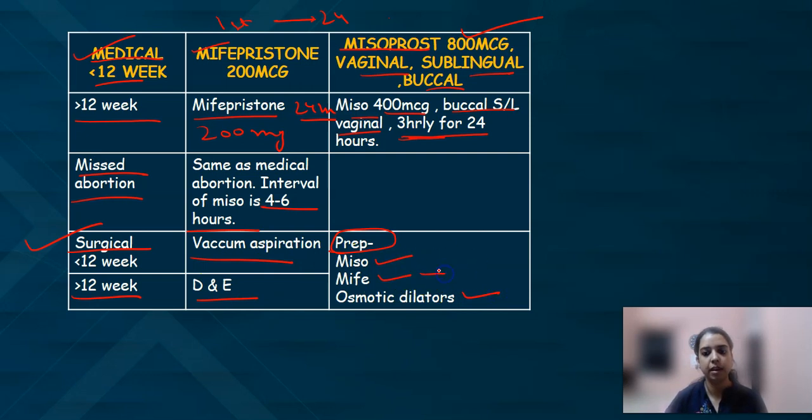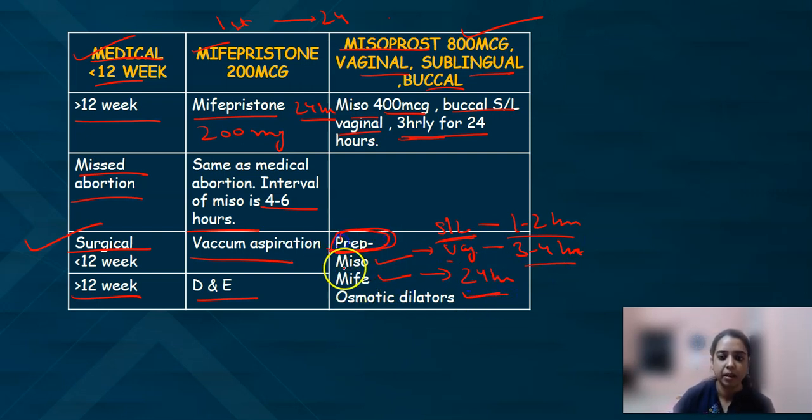If you are using MIFI, you have to prepare 24 hours prior. If you are giving sublingual miso, you have to give it 1 to 2 hours prior to the procedure. If you are giving vaginal miso, then you have to give it 3 to 4 hours prior. So, sublingual is a very effective dose, no? So, if you are preparing the patient for D&E, you can give sublingual miso 1 to 2 hours prior to the procedure. Vaginal 3 to 4 hours. If you are giving MIFI, 24 hours. So, for prep, any of these could be used at any gestation.